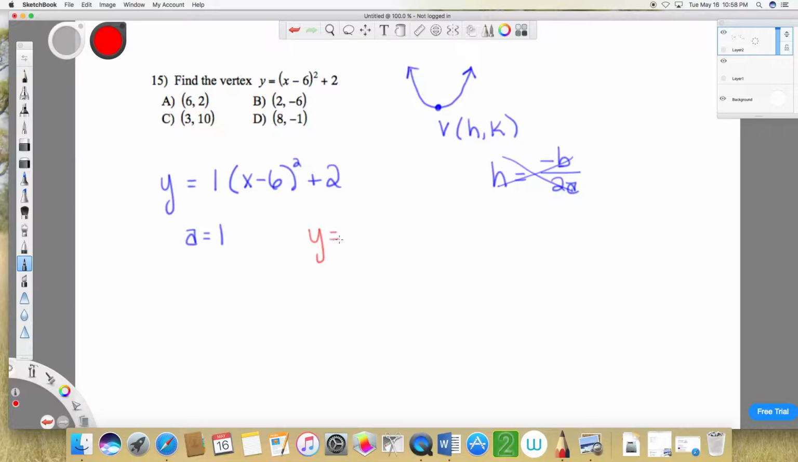If you have y is equal to a times the quantity x minus h squared plus k, your vertex is (h, k). So you have to be careful with signs when you identify h and k from the equation. I'm going to erase this so I have space to work. You can always pause the video whenever you need to.